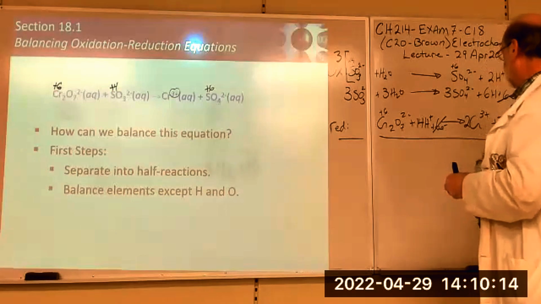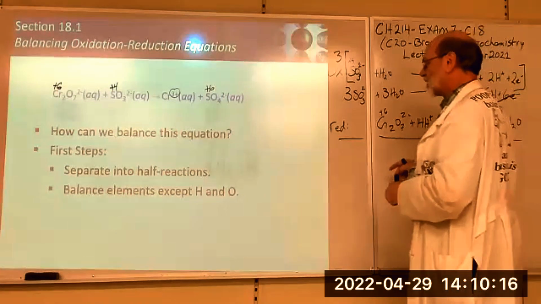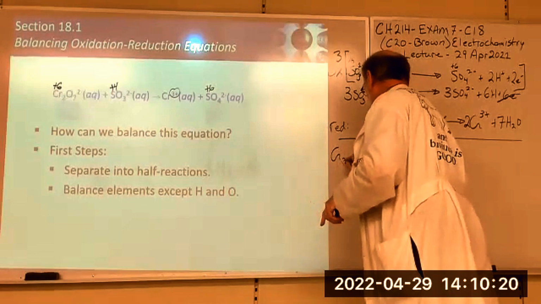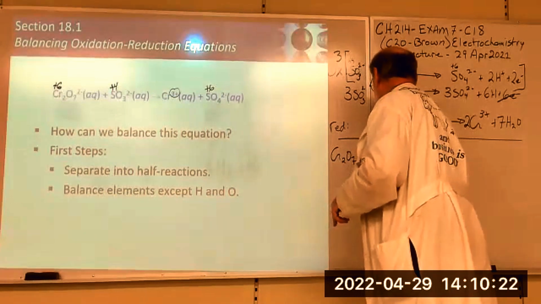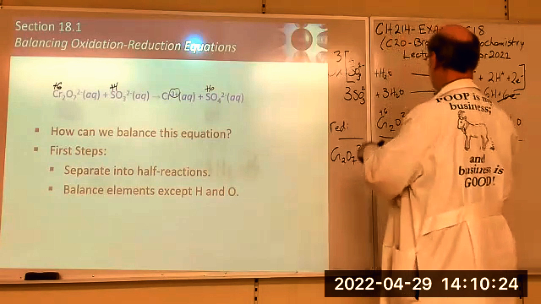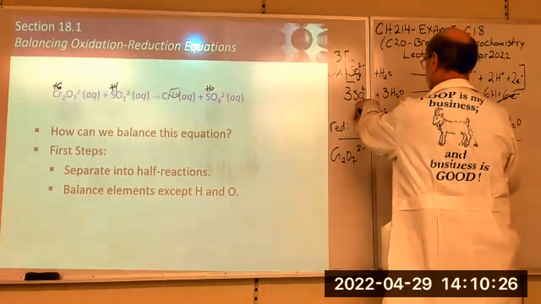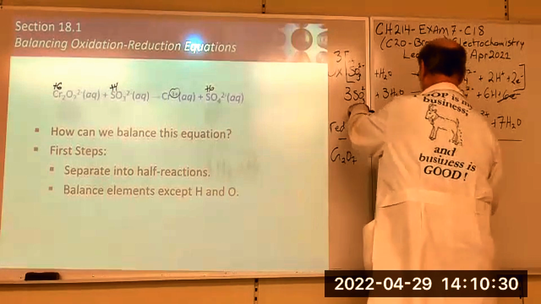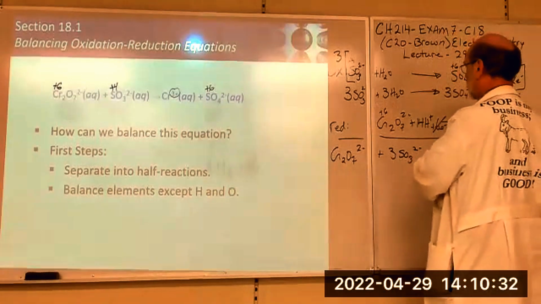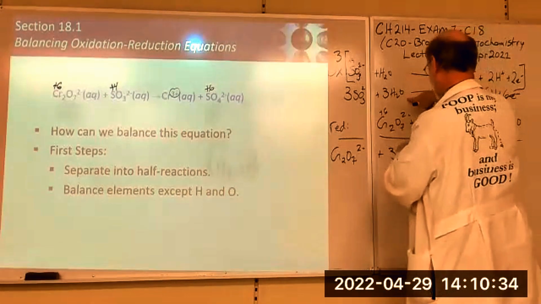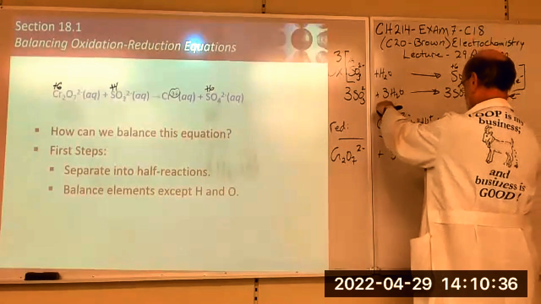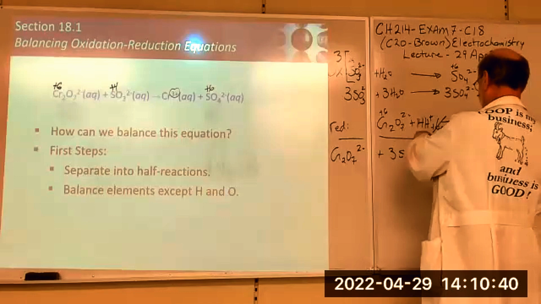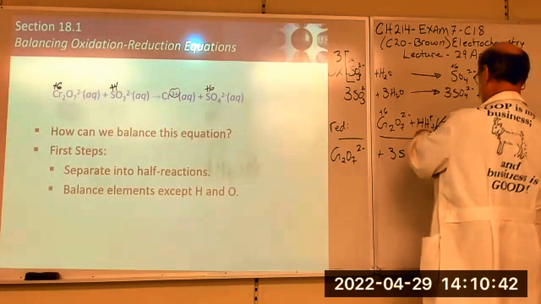Because they're on, okay, I get it. So now we can put them in the same order as that one. So we've got dichromate, and then 3 sulfites. And then we have water, and then we have 14 hydrogens.